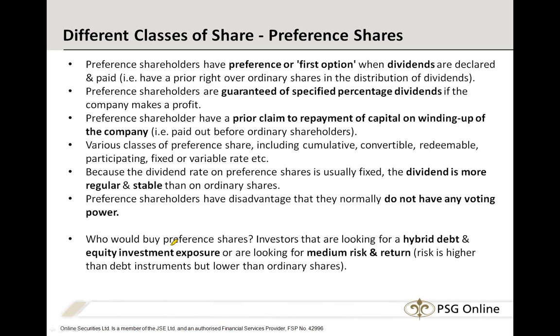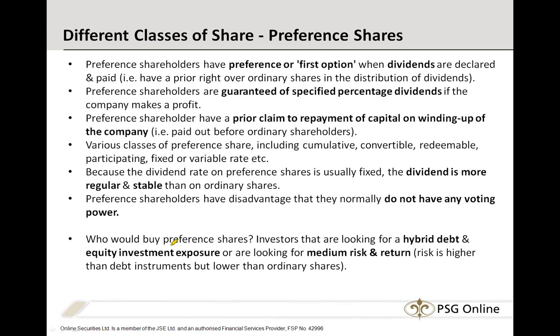preference shares: cumulative, convertible, redeemable, participating, fixed or variable rate preference shares. The main thing is with these things that you as a preference shareholder have the disadvantage that you cannot vote at the AGM. That's where the ordinary shareholder has the advantage, and obviously has a bigger say and control over the company. So there's pros and cons with these two kinds of shares as such.